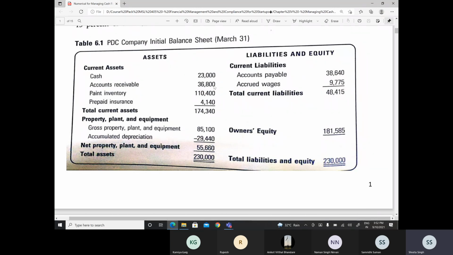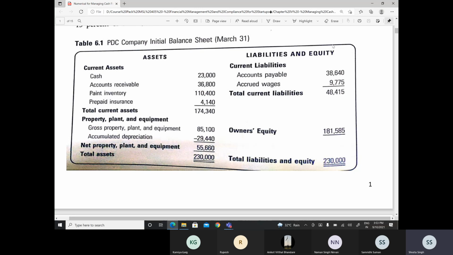They have accounts receivables of 36,800. They have an inventory of 110,400. They have prepaid insurance of 4140, which is giving them a total current asset of $174,340. And they have fixed assets of property, plant, and equipment. The gross fixed assets are 85,100 less the accumulated depreciation of 29,440 gives us a net property, plant, and equipment of 55,660. Okay, so the total assets figure is $230,000.